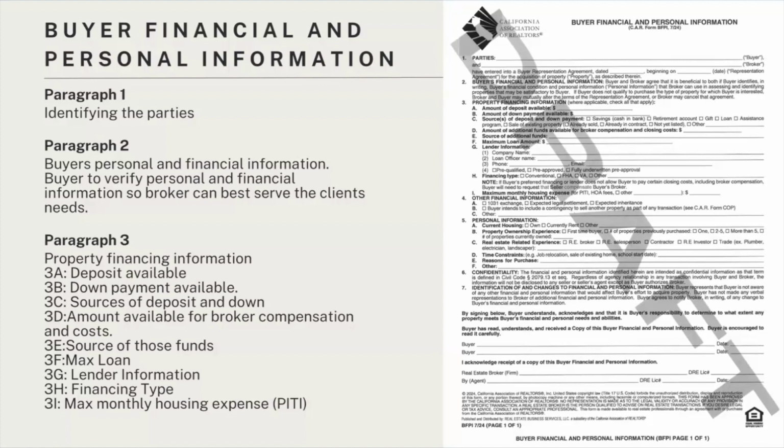Paragraph 3 specifies the information. So the property financing information. So how much deposit do they have available to them? How much down payment do they have available to them?